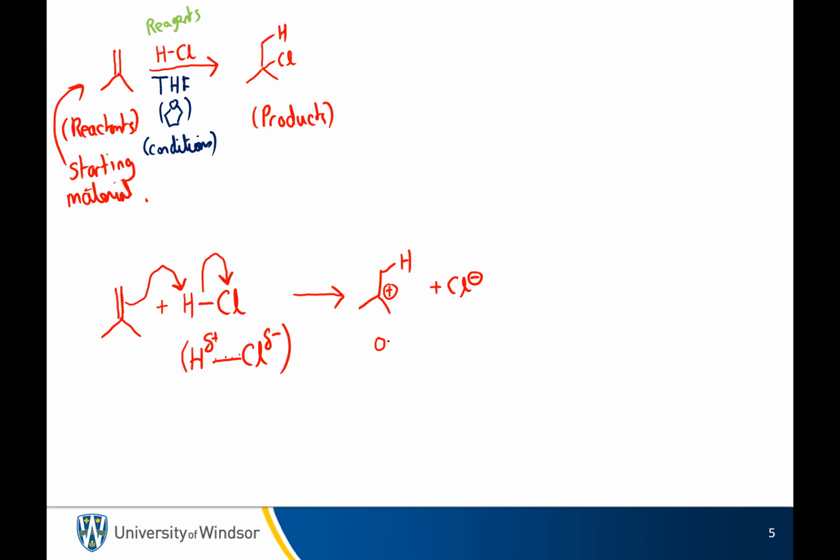Now, you're looking at that and you're thinking, well, you got two electrons, you got two carbons. Why am I making the top one and not the bottom? And this comes down to what we finished off last class talking about, which was hyperconjugation.